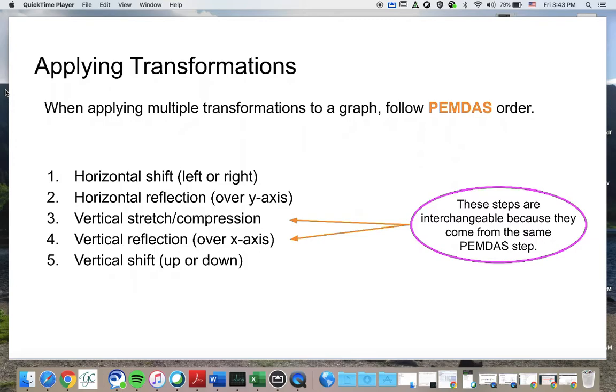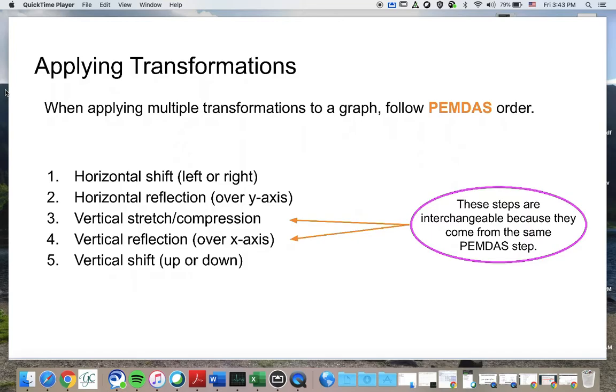Then we would move on to a horizontal reflection inside parentheses, so that would come from having a negative in front of that x, but still being inside the parentheses. Notice here that I don't have a horizontal stretch or compression listed. That would go between steps 1 and 2, but like I mentioned before, we don't spend a lot of time doing that in this class, so we're not going to focus on that in these notes.